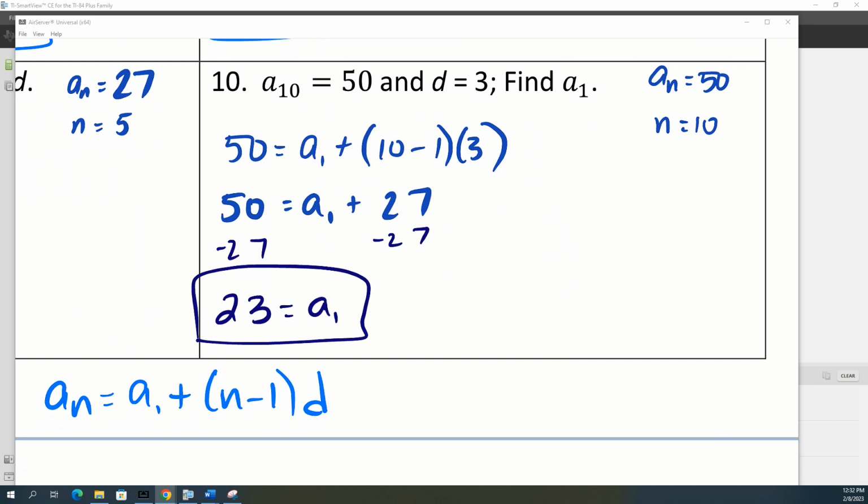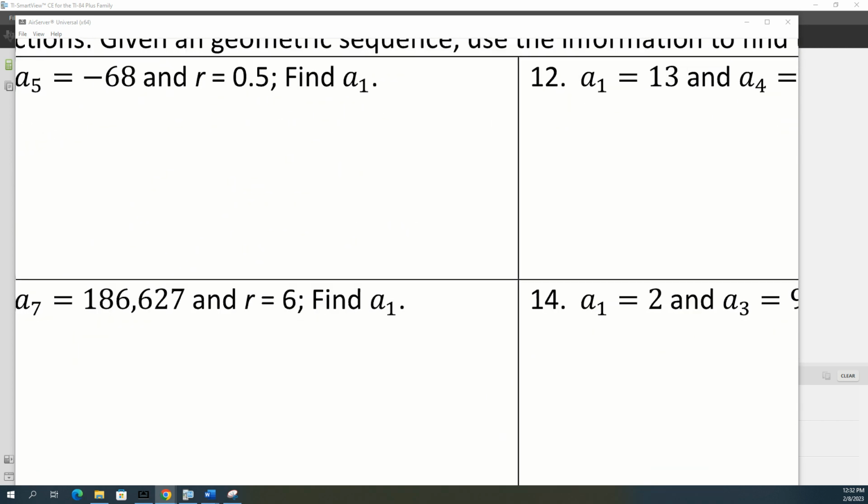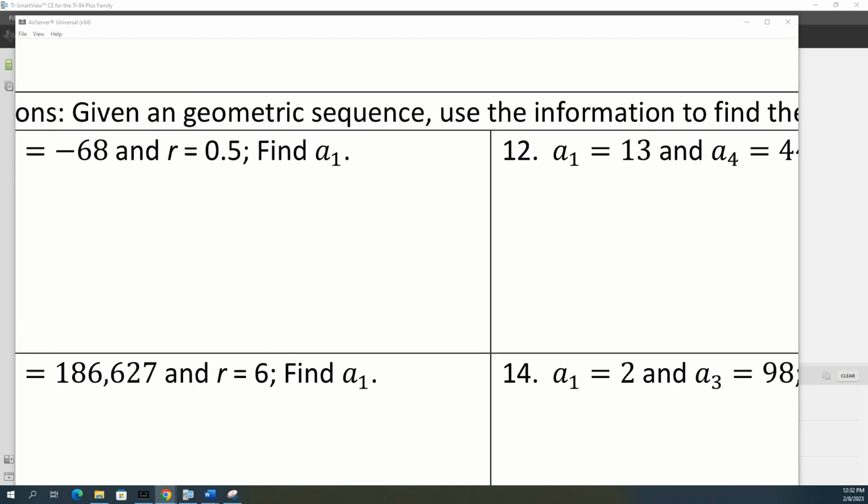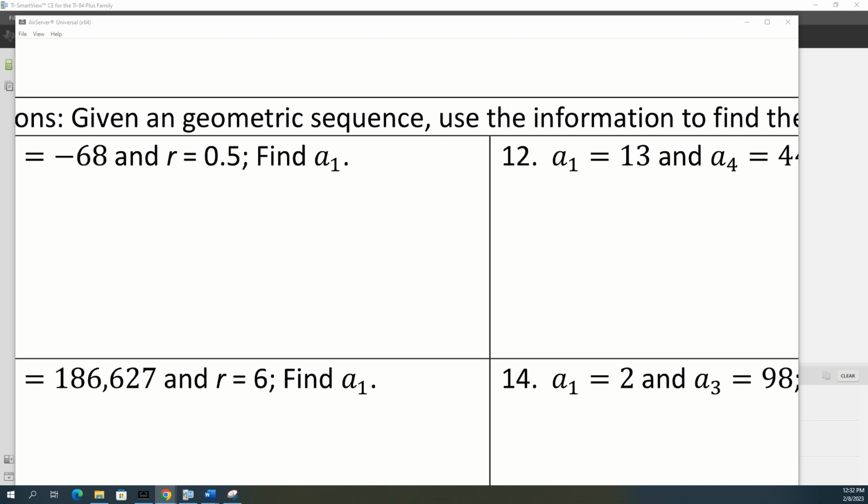All right. So that's finding missing parts. Just kind of like solving an equation. All right. We're going to find missing parts on geometric sequences. Same thing. We're just going to be solving an equation for something that's missing. Obviously, it's going to be a little different because the formula is different. So the formula for a geometric sequence is a sub n equals a sub 1, and then in parentheses r raised to the n minus 1.